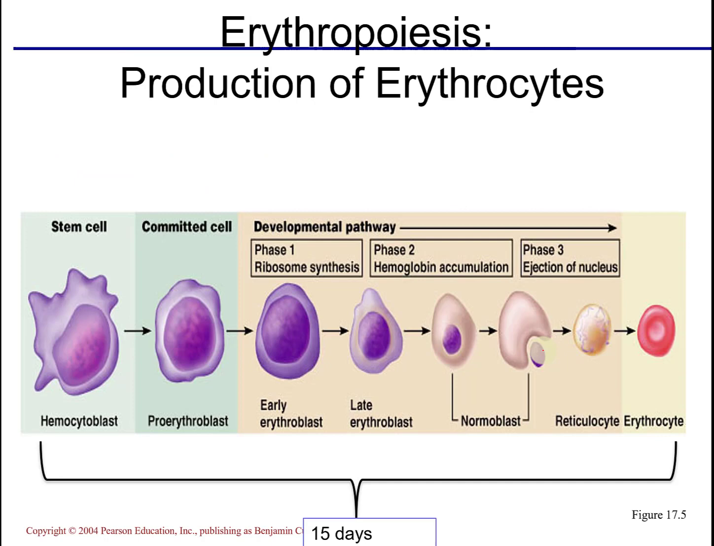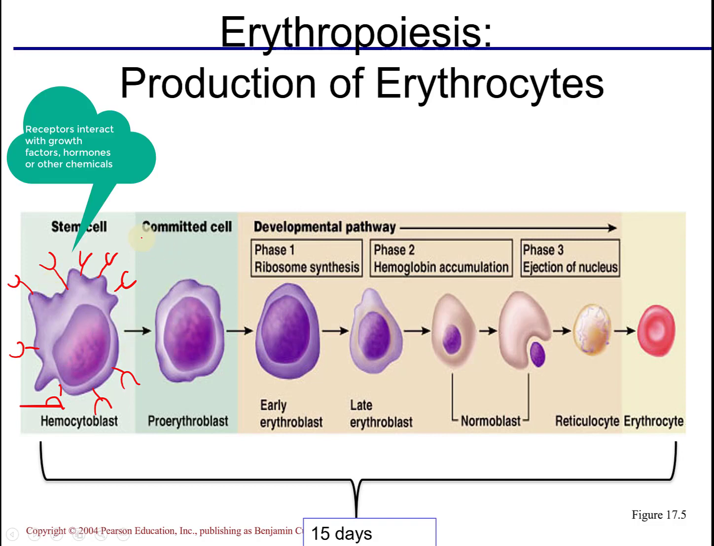Production of erythrocytes, it's called erythropoiesis. And we're going to start over here. Now this whole process takes about 15 days. And here we are in the red marrow, and we're looking at a stem cell, a hemocytoblast. So on the surface of this stem cell are receptors. These might be receptors for different hormones or different growth factors or other chemicals. What happens is that these receptors bind to certain growth factors or hormones, and once they do, that pushes the cell to become committed.